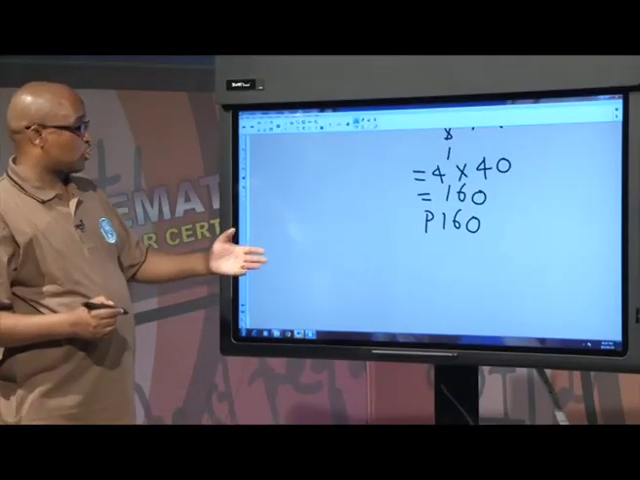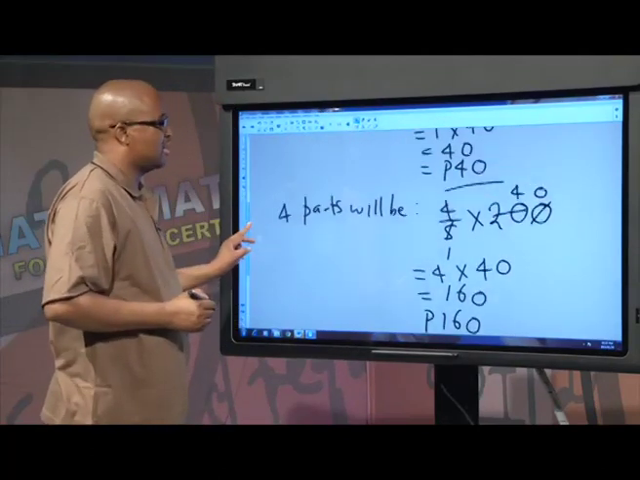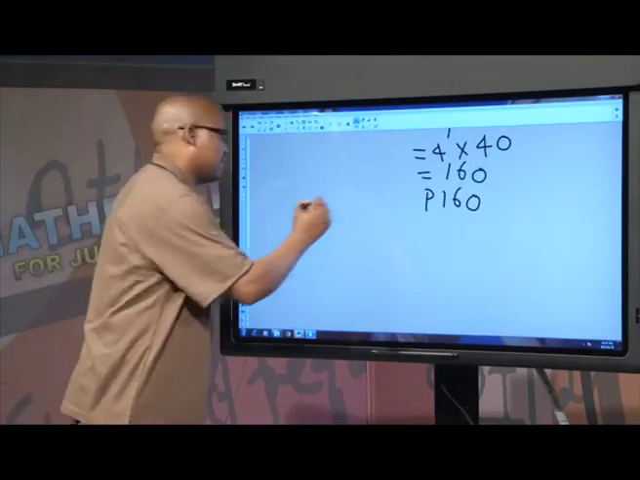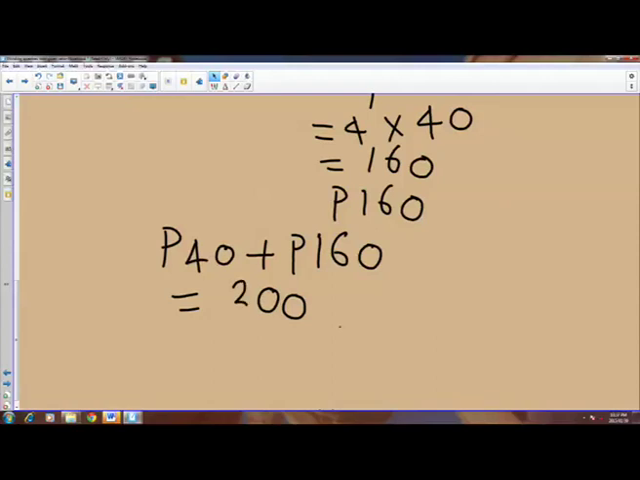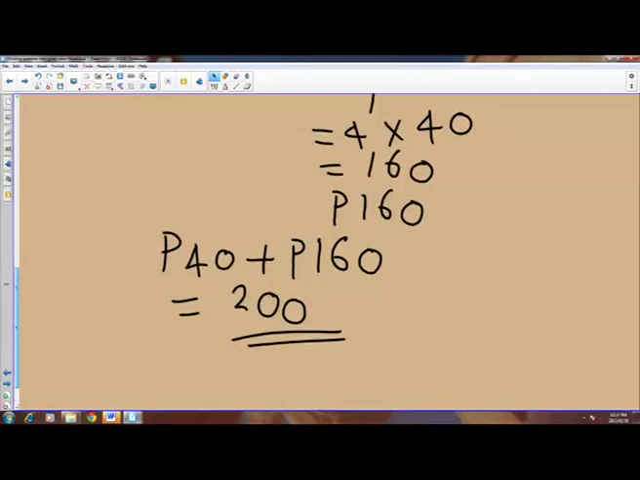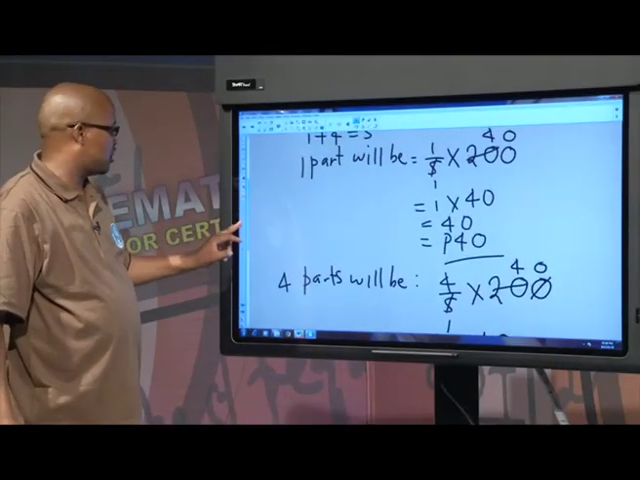We can actually check if the total of the 1 part and 4 parts will give us the quantity 200. Let us check if we will get 200. The first 1 part is 40 pula, so it's 40 plus 160. This gives you 0 plus 0 is 0. 4 plus 6 is 10, carry 1. And then 1 plus 1 is 2. So the answer is 200. This simply means we have managed to solve the problem that we had. So we can see that the total of the parts gives us 200 pula, which is the quantity that we started with.